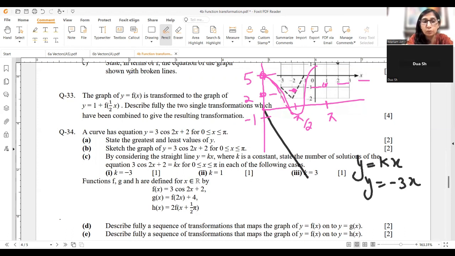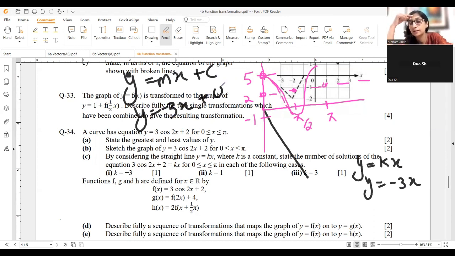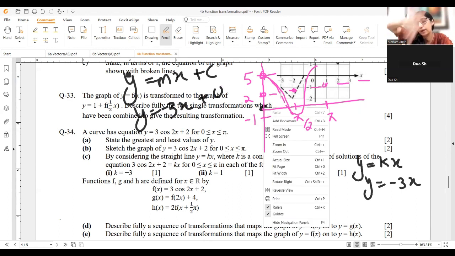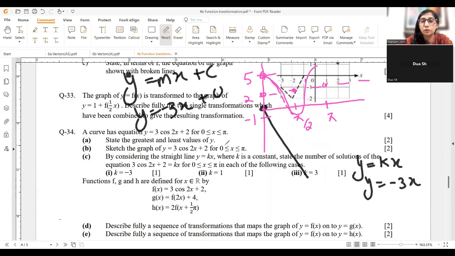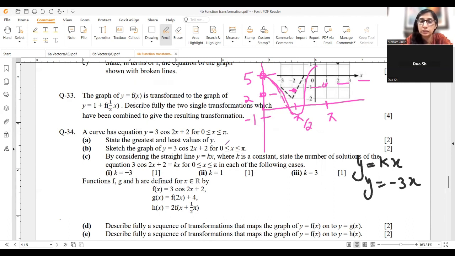You can remember y equals mx plus c. This is y equals -3x plus 0. C was the y-intercept, so the y-intercept is 0. The graph cuts the y-axis at 0, and then there's a very steep line going downwards. So there's no point of intersection. So for the first one, there are 0 solutions. There's no solution between the straight line and the curve.